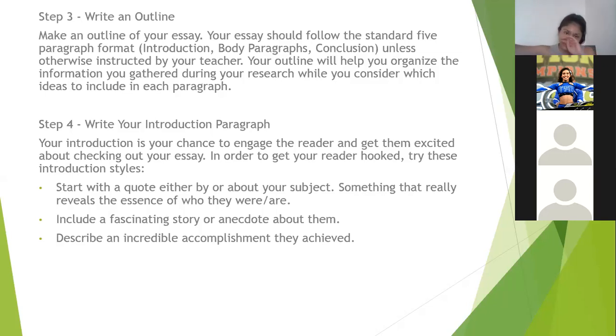Step 4, write your introduction paragraph. Your introduction paragraph is your chance to engage the reader and get them excited about checking out your essay. In order to get your reader hooked, try these introduction styles. Start with a quote either by or about your subject. For example, something that your character said.